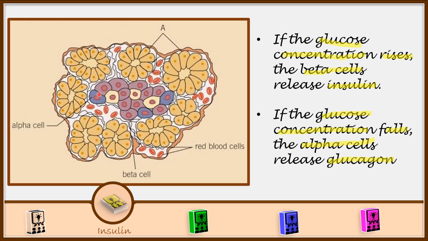When the concentration of glucose rises, the beta cells will release insulin. Insulin is going to cause the breakdown of glucose for it to be used up. And if the glucose concentration falls, the alpha cells are going to release glucagon hormone, which is going to break down the stored glycogen into glucose.